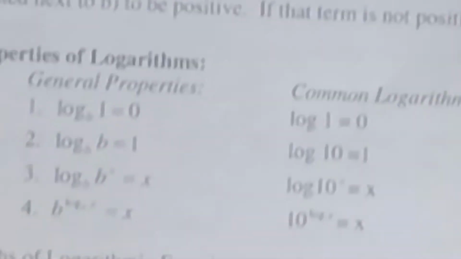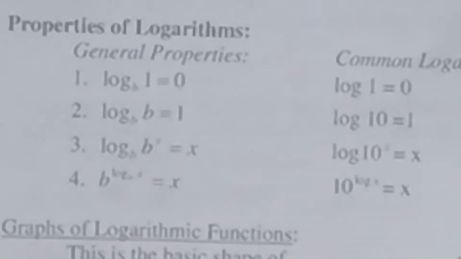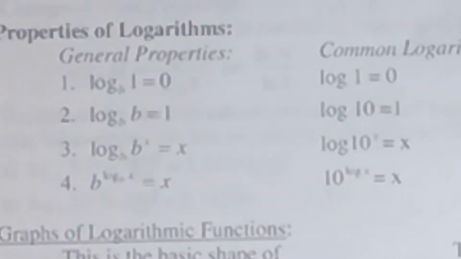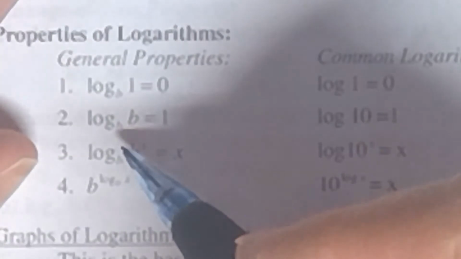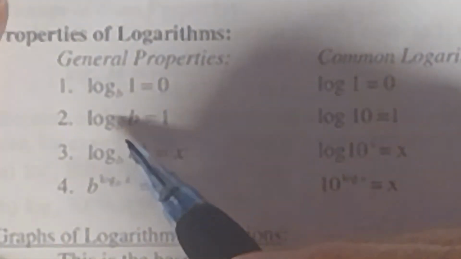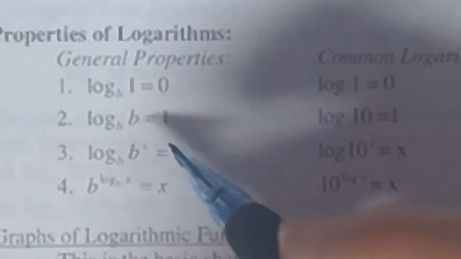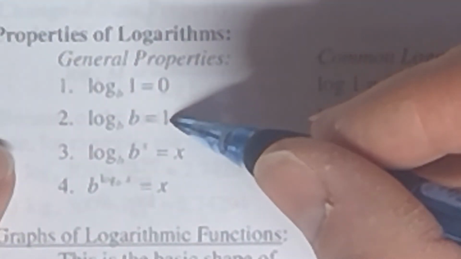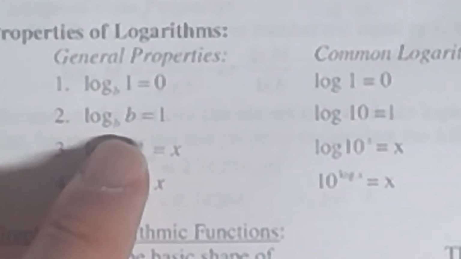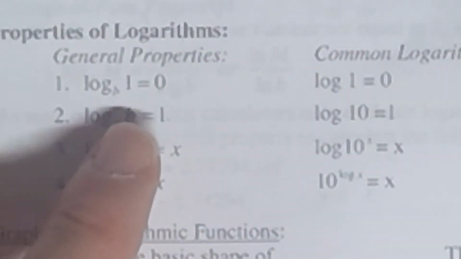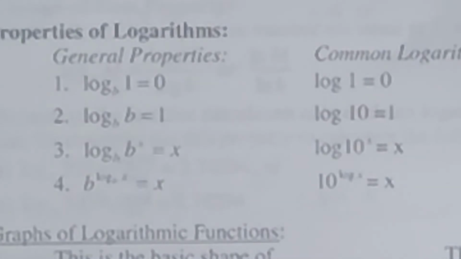I want to look at some general properties here. Some of these we already understand. Look at number 2 right here. It says that if your base and your product term are the same, then as we just found out, the missing exponent must be 1, and that's why the logarithm is equal to 1 when you have b and b right there. Base and product term are exactly the same.